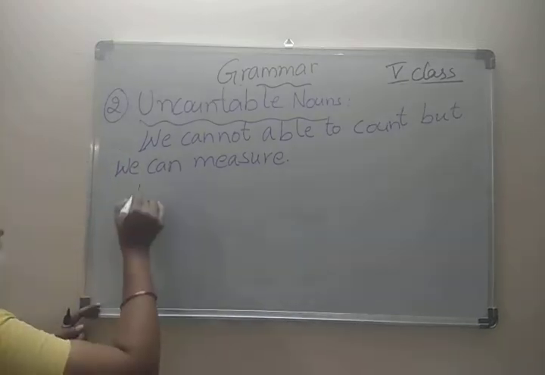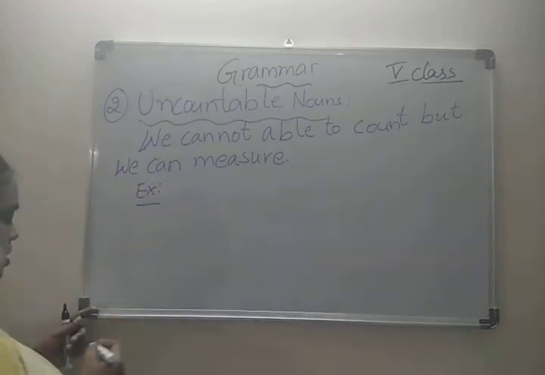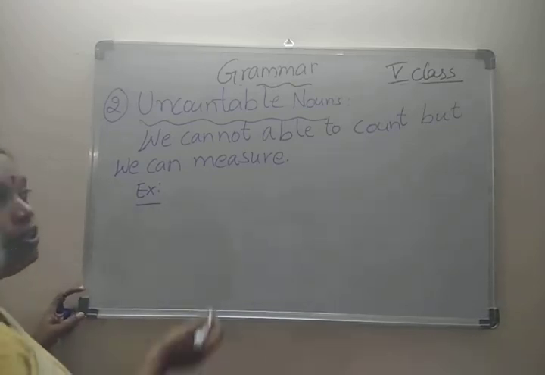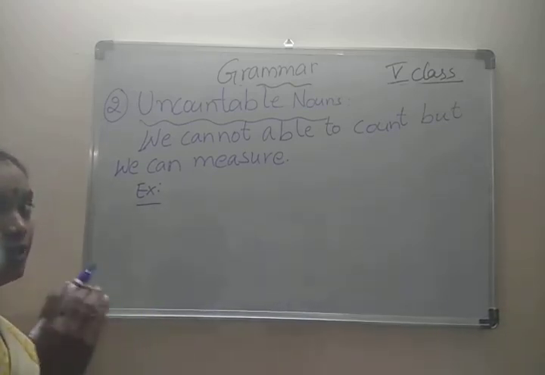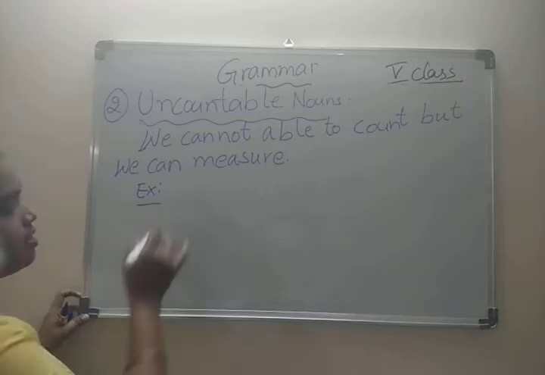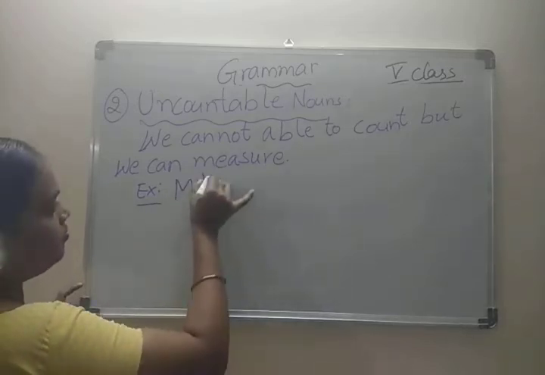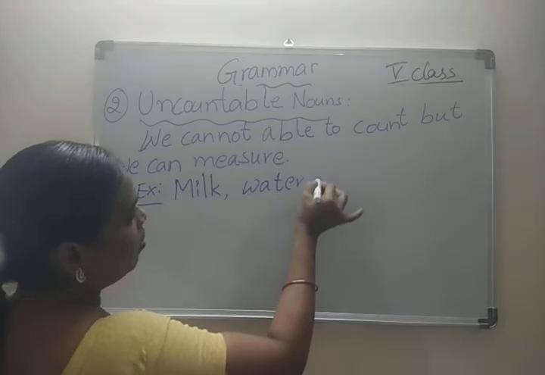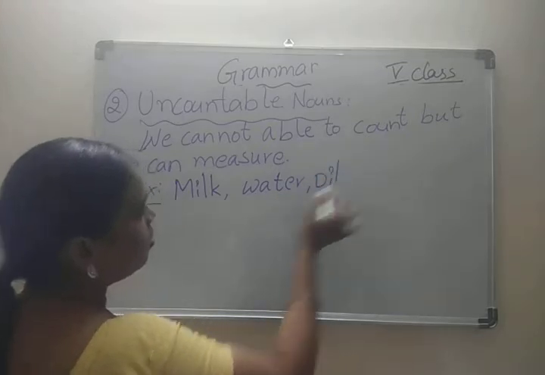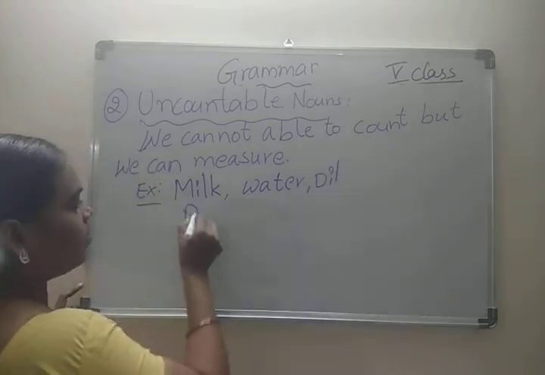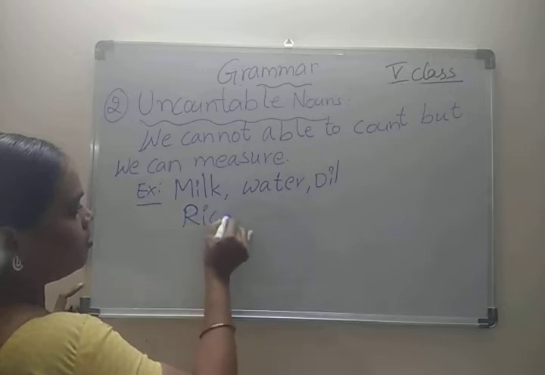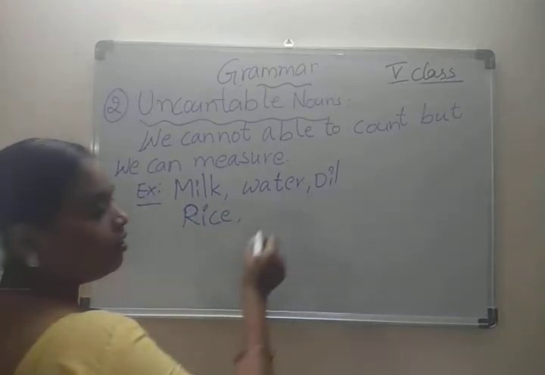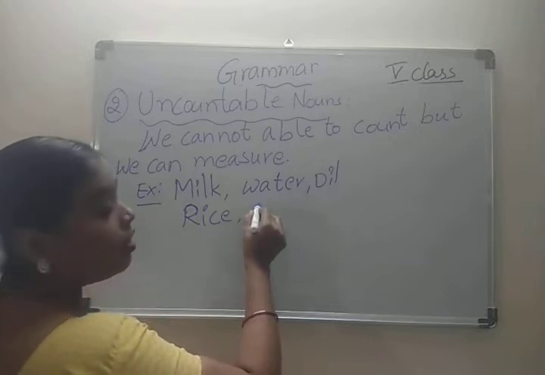What are the examples? Tell me some examples. I have said to you: a jar of, a bar of, a glass of. Yes, children. Milk, water, oil. These are all liquids. Rice, either cooked or uncooked. And honey.